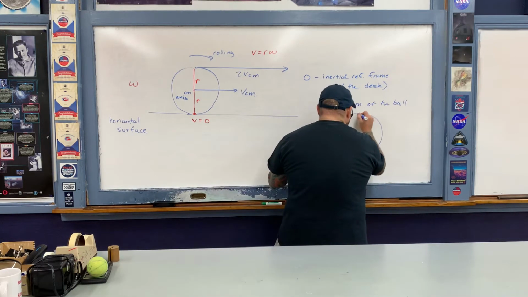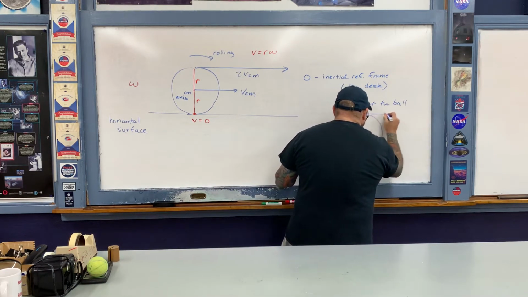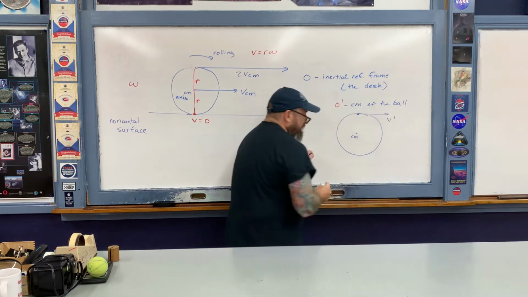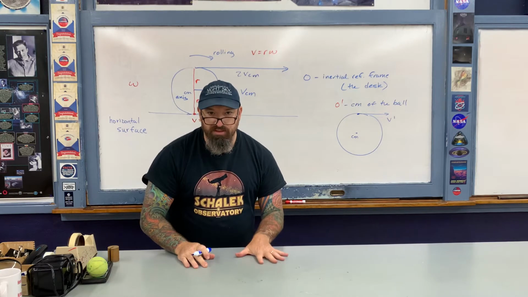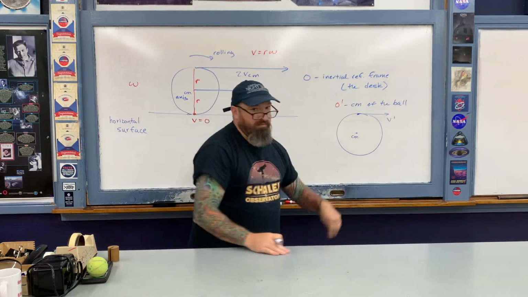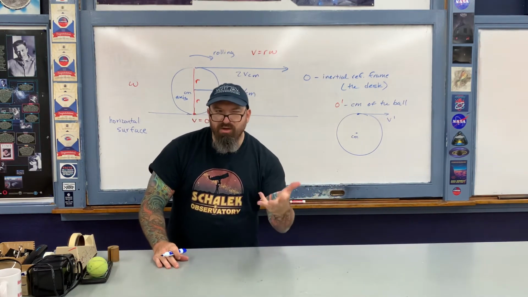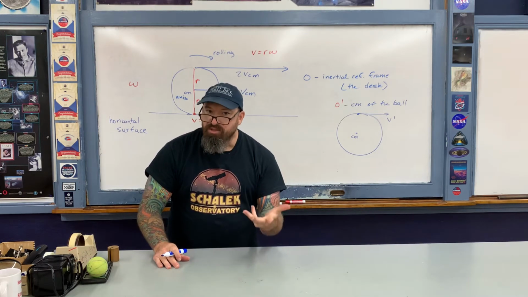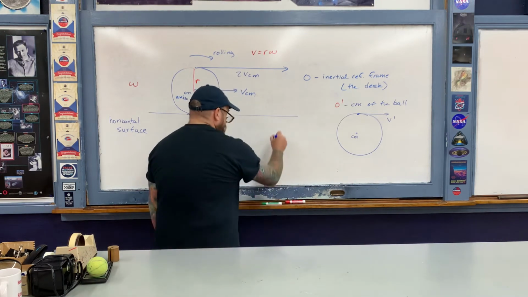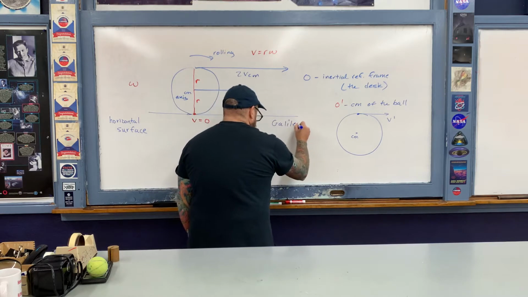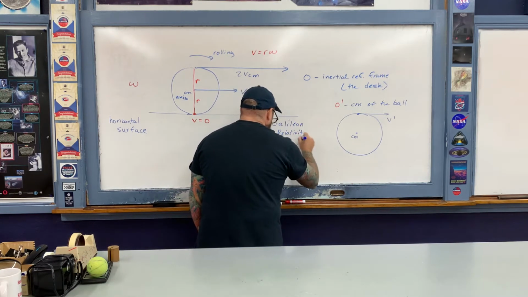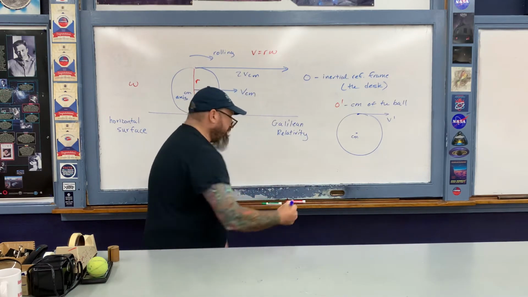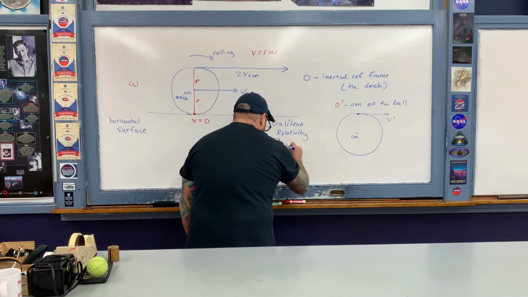So right up here, I'm going to have a v prime. This right here is going to be the velocity of the top of the ball relative to the center of mass, the O prime reference frame. How do we calculate this v prime? We use Galilean relativity. So from Galilean relativity, recall that v is equal to v prime plus u.